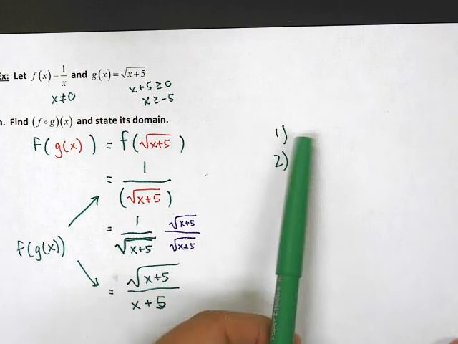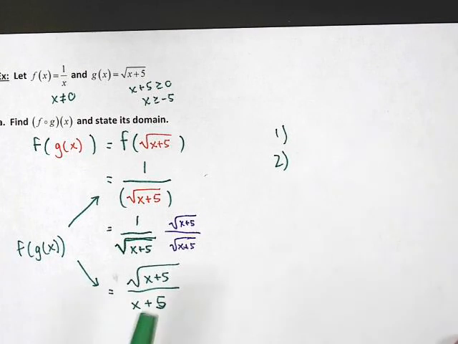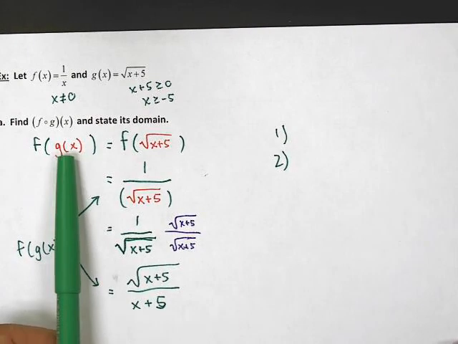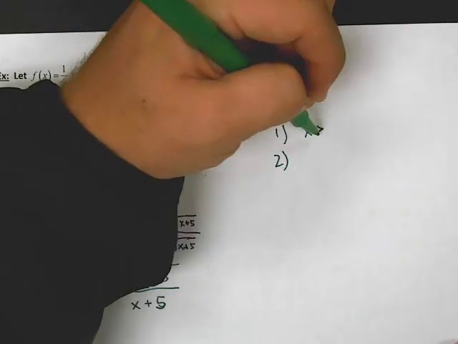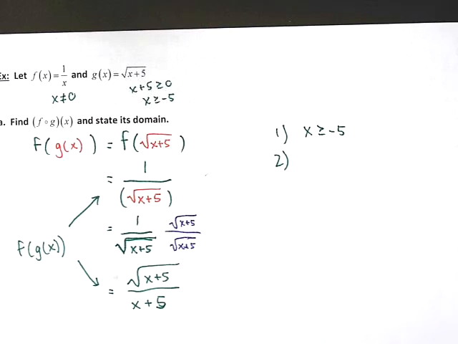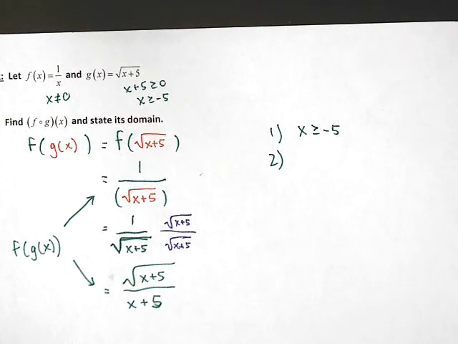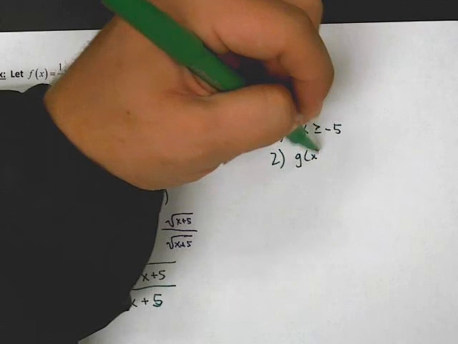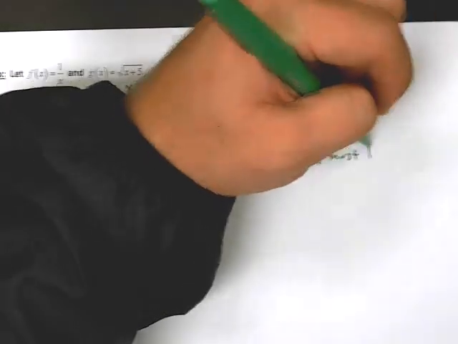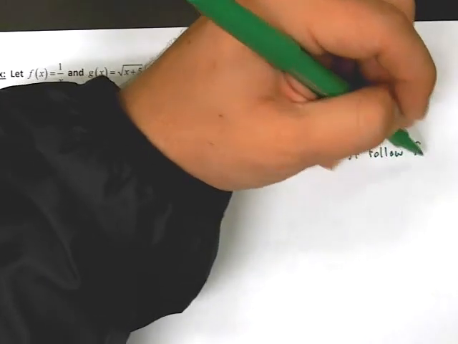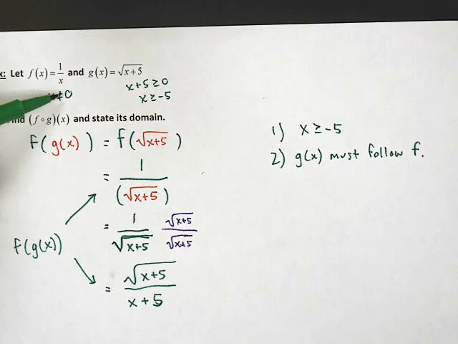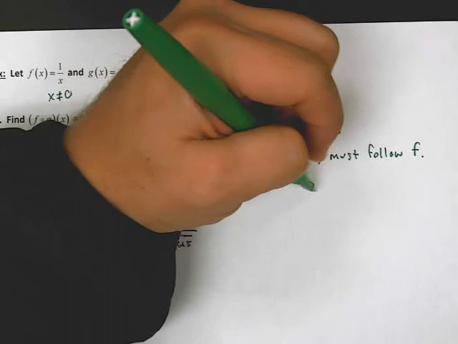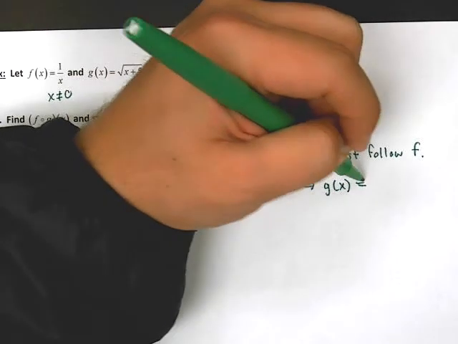We know that our first step is to find the restrictions of our little function. Well, our little function is g, which means this is the restriction I need to start with. X must be greater than or equal to negative 5. Now, the next step. g of x must follow f. Has to. And we know that f cannot equal 0, which means g of x cannot equal 0.